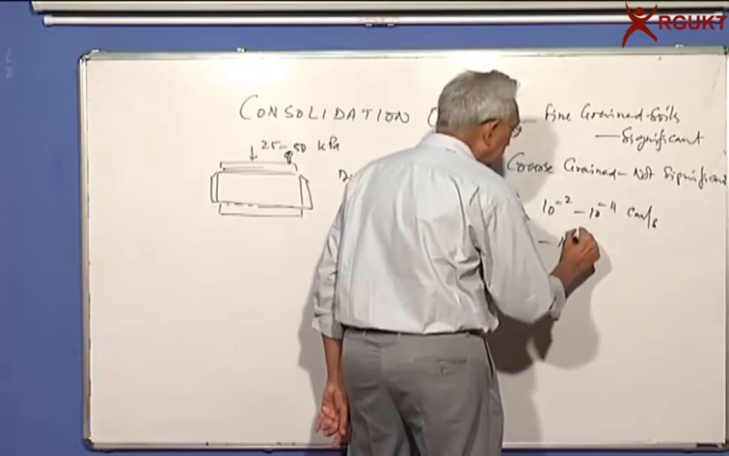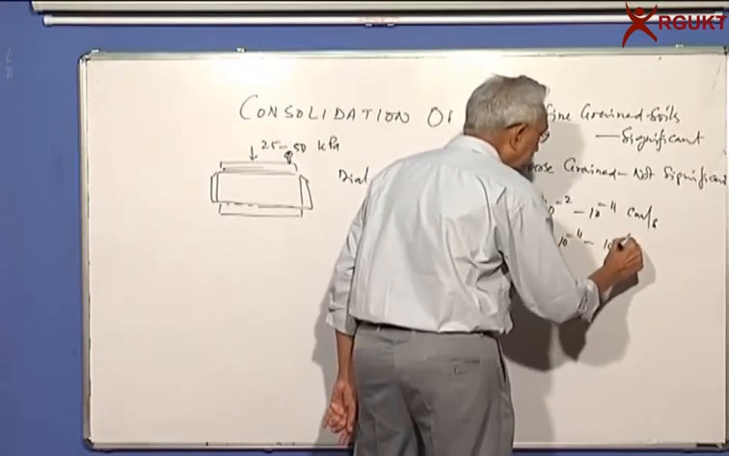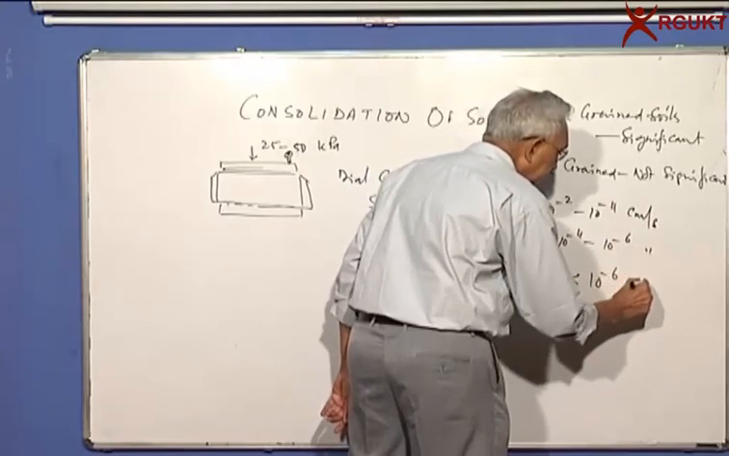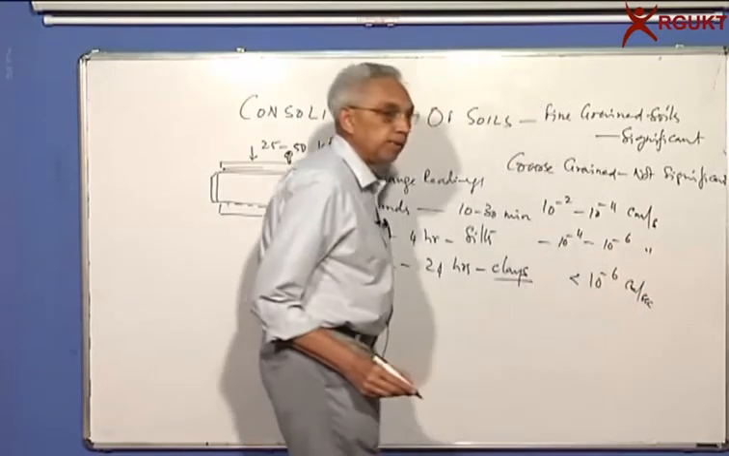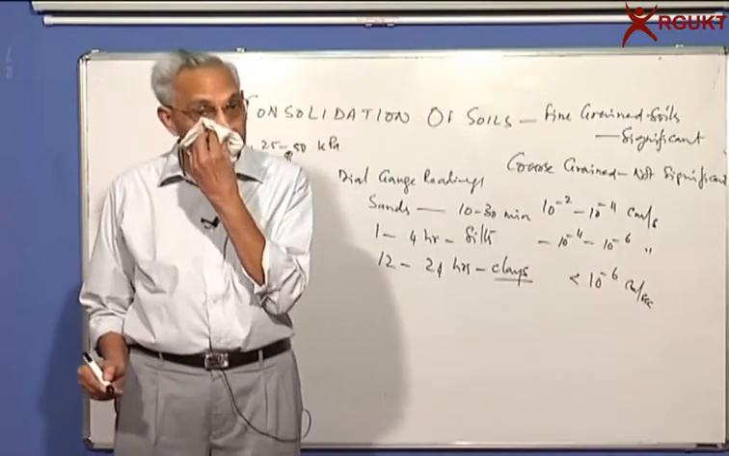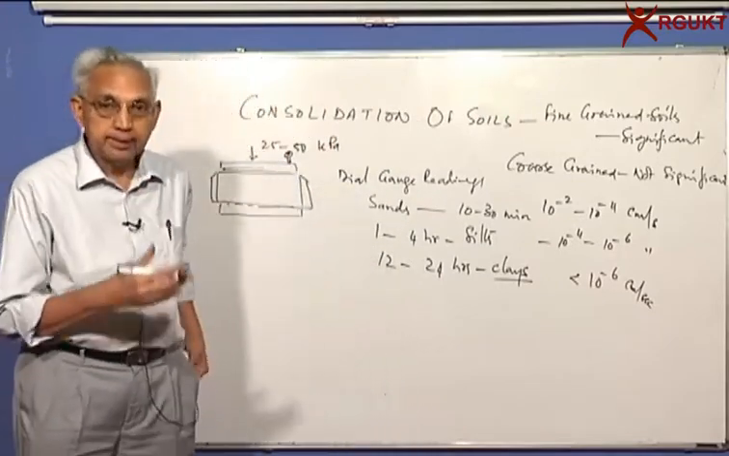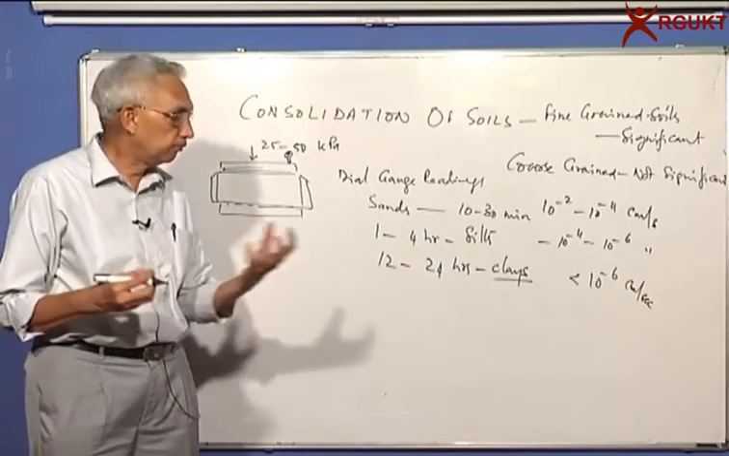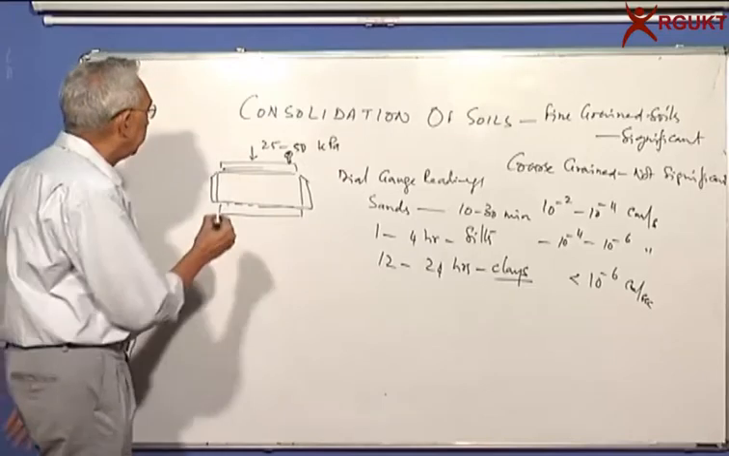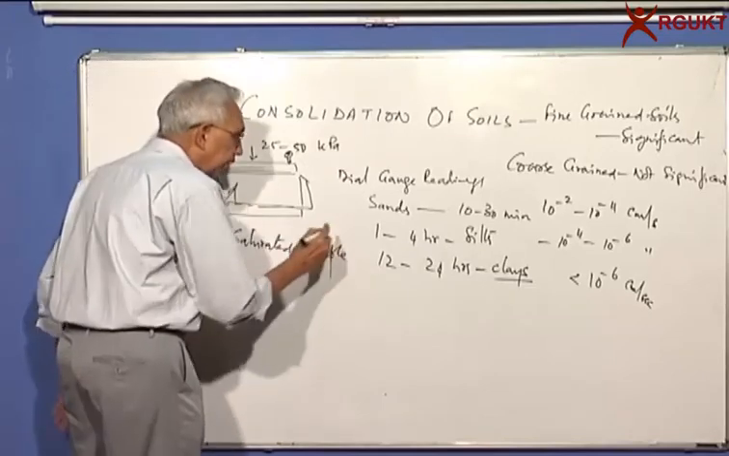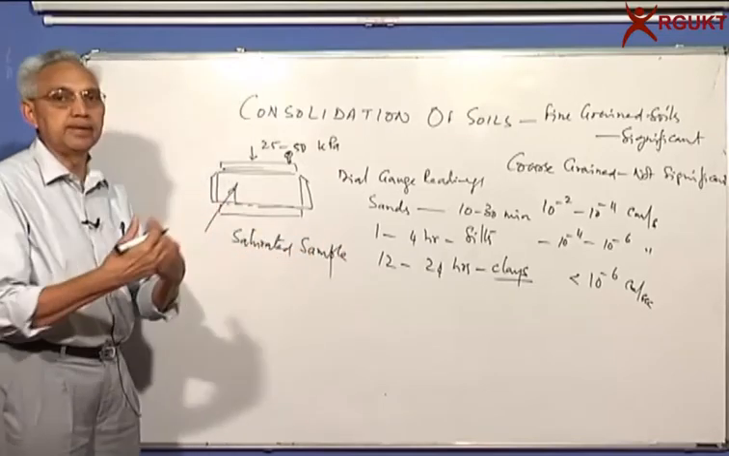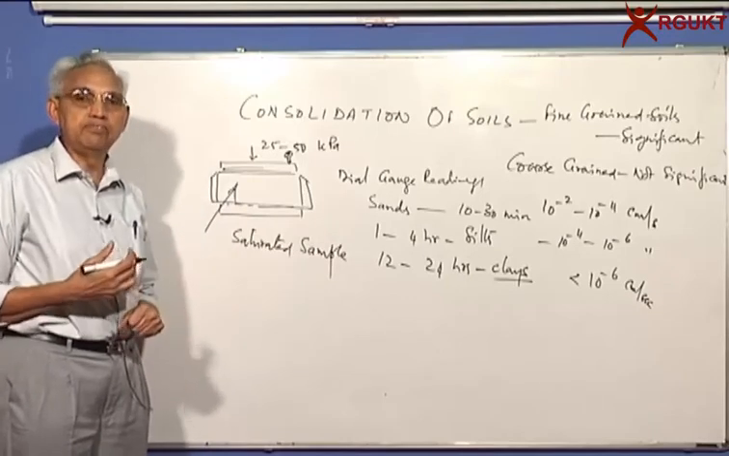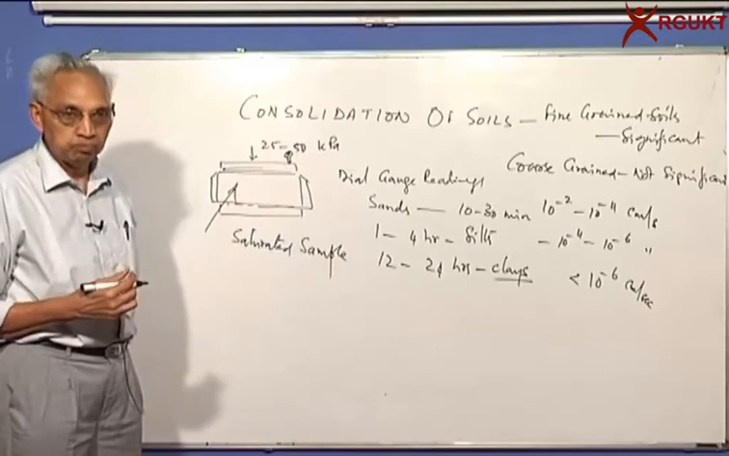Silts may be 10 to the power of minus 4 to 10 to the power of minus 6. But clays are less than 10 to the power of minus 6 centimeters per second. The permeability is very, very low, which means the water cannot escape fast enough. So it takes time for the water to escape from this saturated sample. And unless water goes out, it cannot compress. And that is the reason why you have a phenomenon called consolidation.